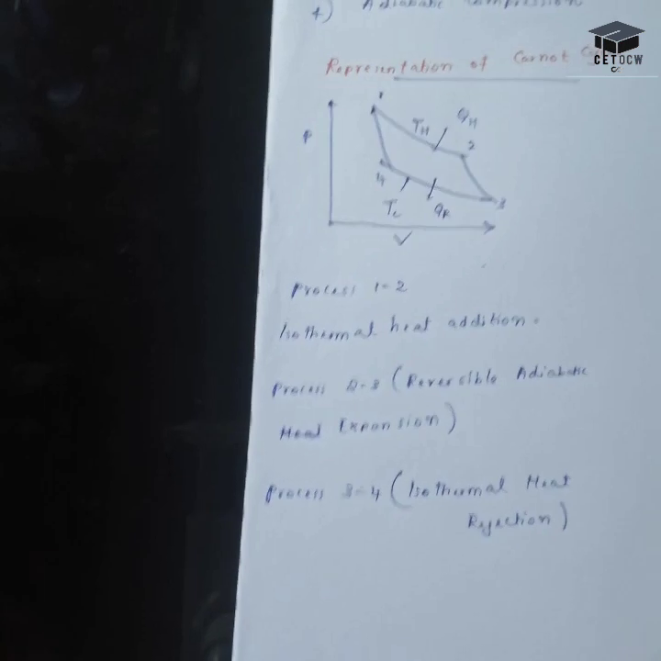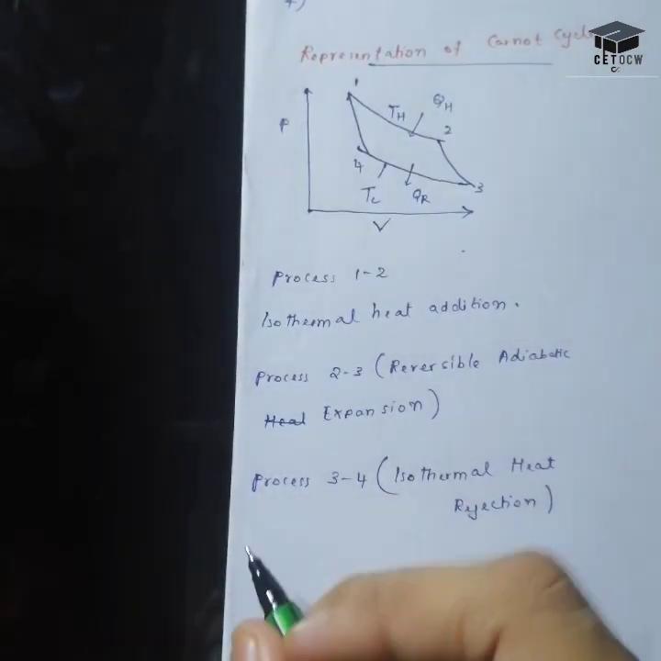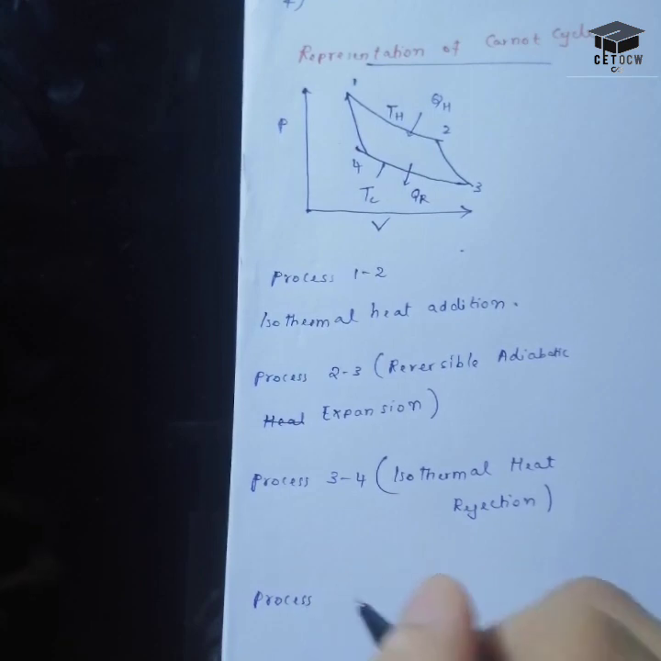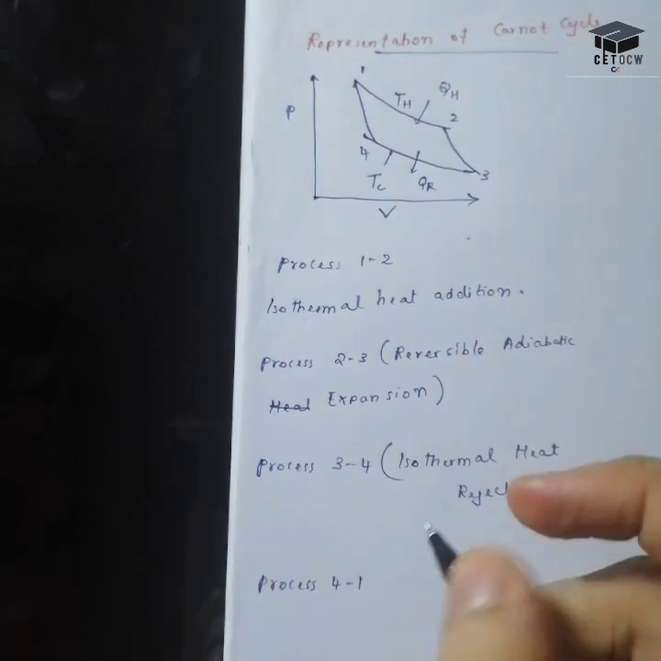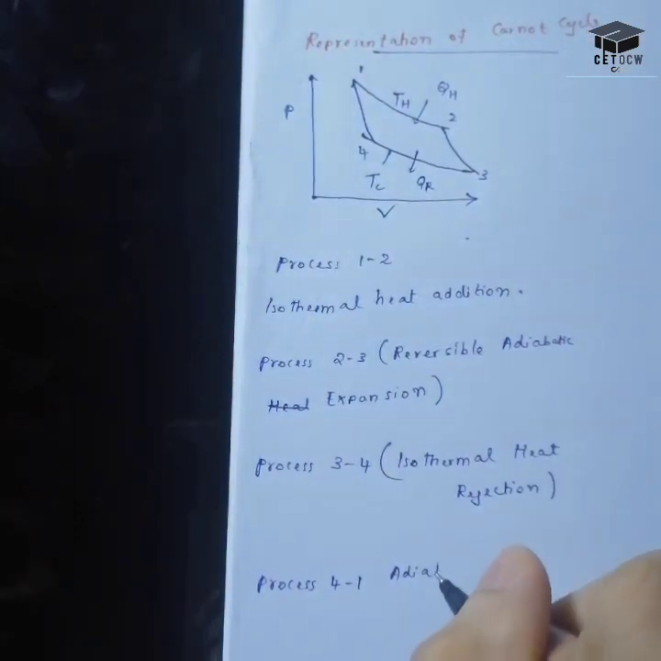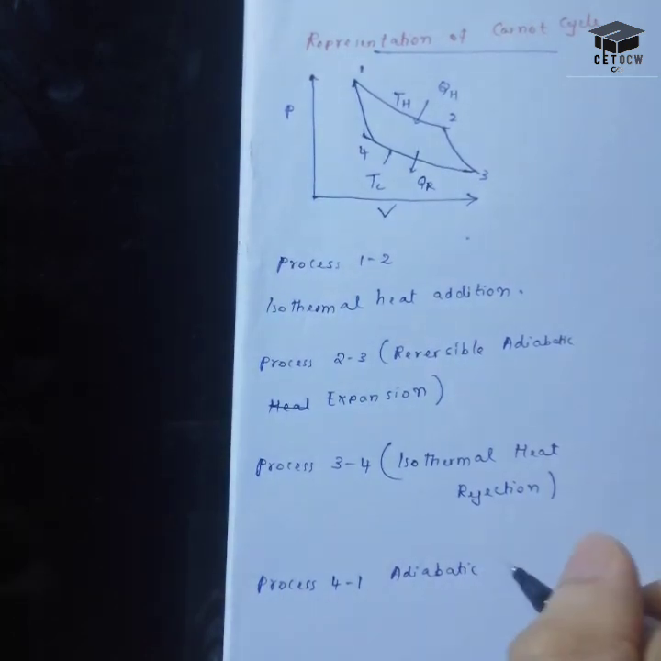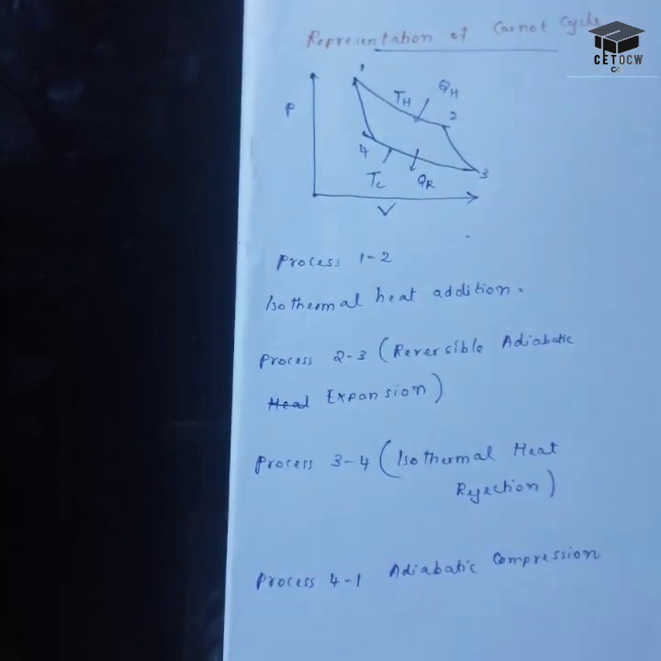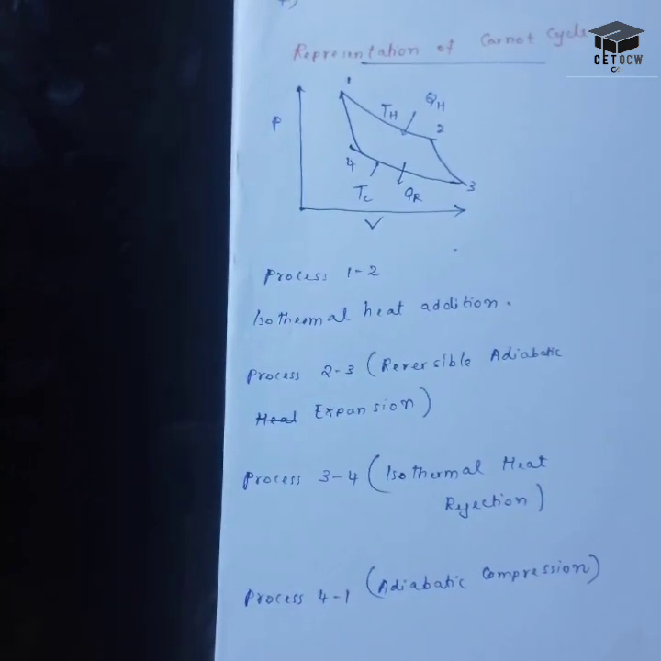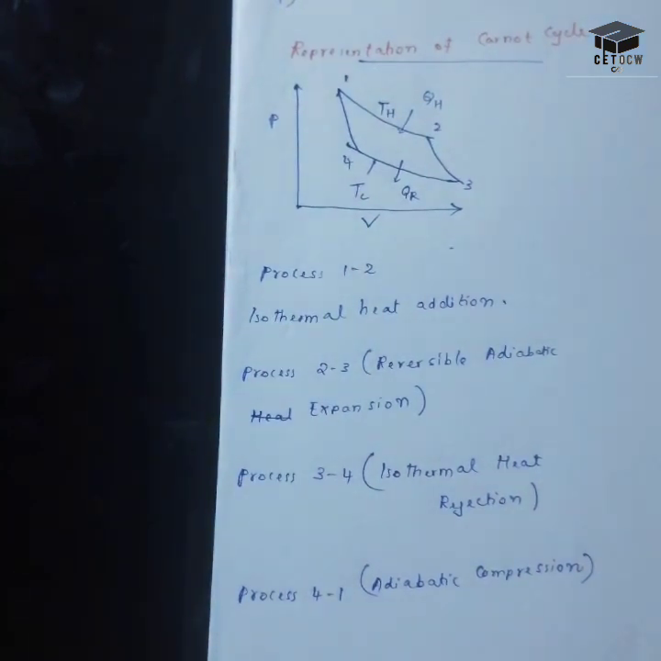After this process, there is another process. This is the last process, process 4-1. This process is adiabatic compression. Here the heat interaction of the system with the surroundings will be zero. That's why it is called an adiabatic process, and there will be no heat interactions. So these are the four processes.